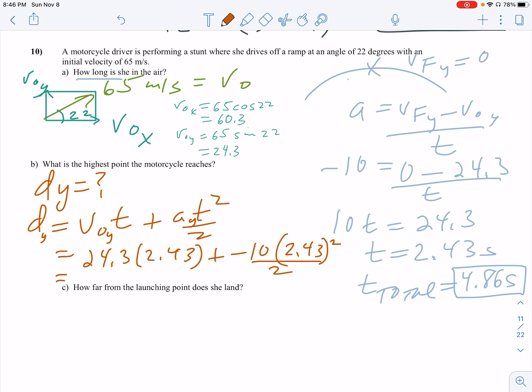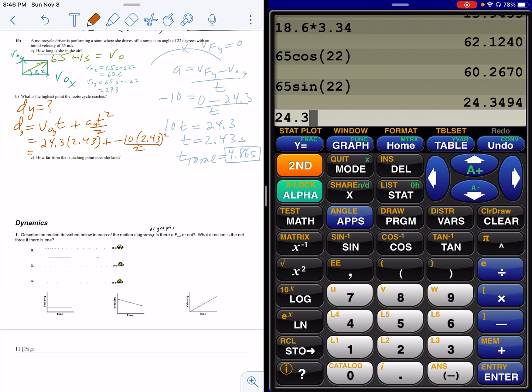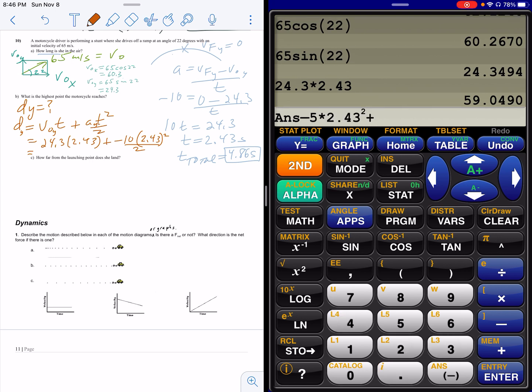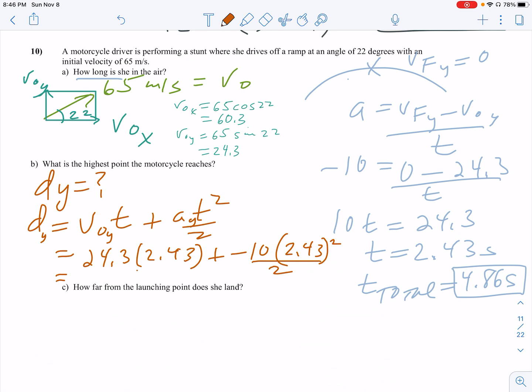So let's do the math. 24.3 times 2.43 minus 5 times 2.43 squared. So I get 29.5 for dy. 29.5 meters.